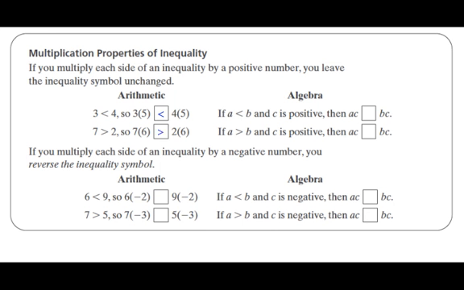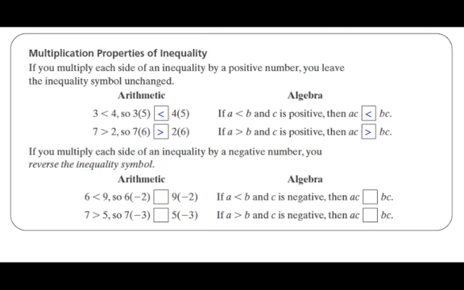For algebra, if A is less than B and C is positive, then AC is less than BC. If A is greater than B and C is positive, then AC is greater than BC. If you multiply each side of an inequality by a negative number, you reverse the inequality symbol.